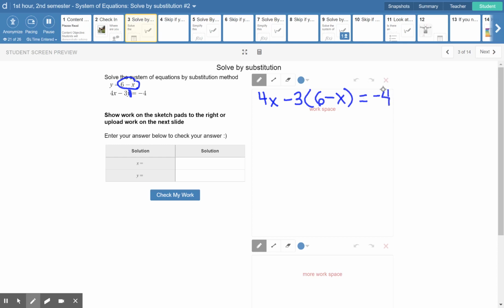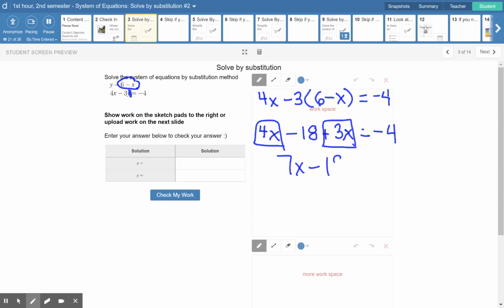So distribute. So negative 3 times 6 is negative 18. Negative 3 times negative x is a positive x, or positive 3x. And then write down that negative 4. So we have 4x plus 3x gets you 7x. And now we have that two-step equation that we were looking for.